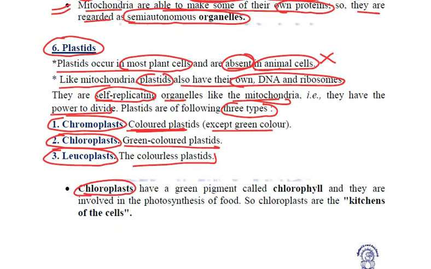Chloroplasts have a green pigment called chlorophyll, and we all know, we have been studying since 4th 5th classes, that chlorophyll helps in the process of photosynthesis. How? They absorb the sunlight.